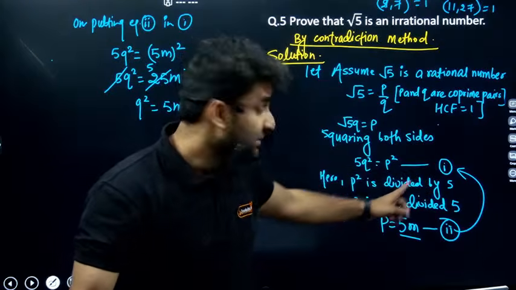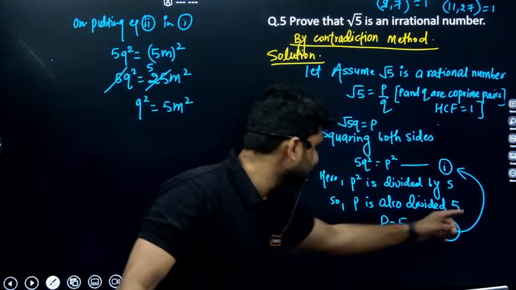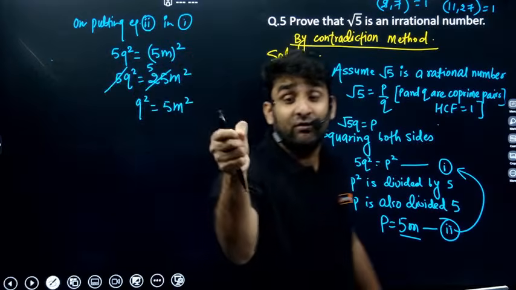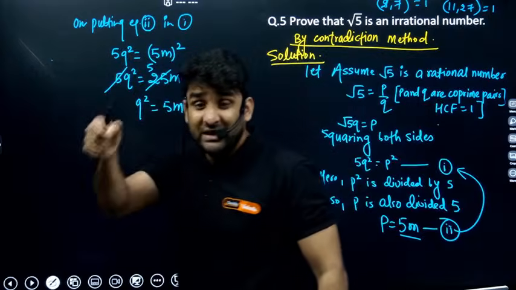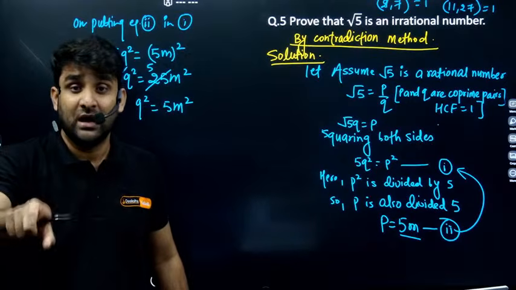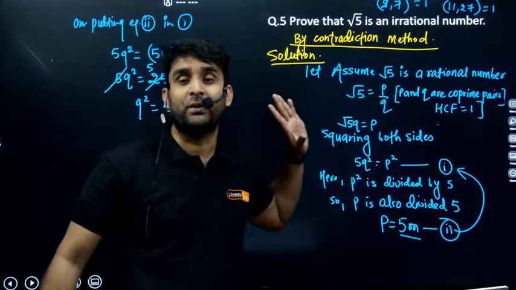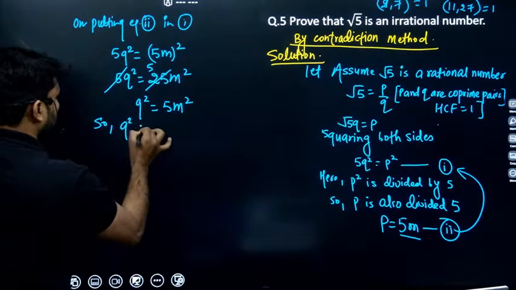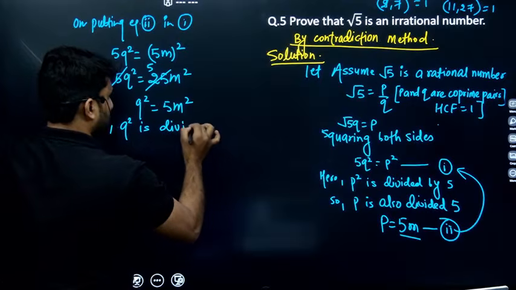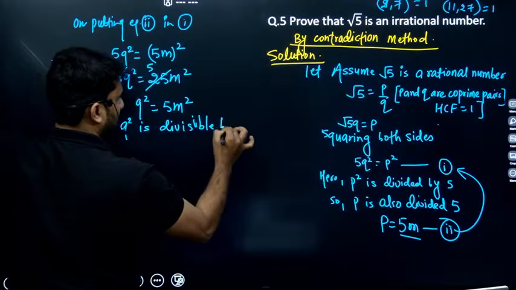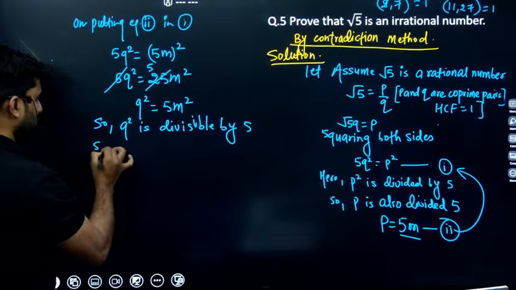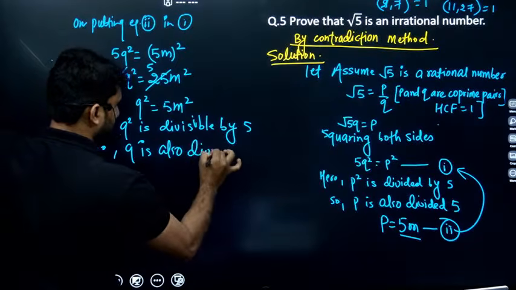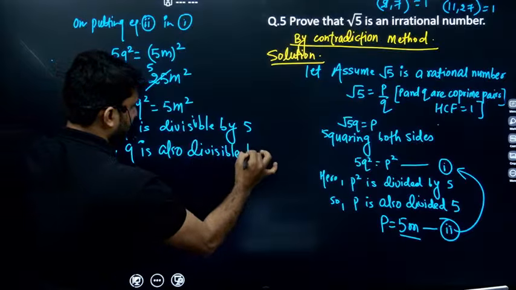HCF was only one. But what we have proved is P is divided by 5 and Q is also divided by 5, and this is violating our assumption. Our assumption was P and Q are co-prime. So let's write the statement. Q square is divisible by 5. So Q is also divisible by 5.